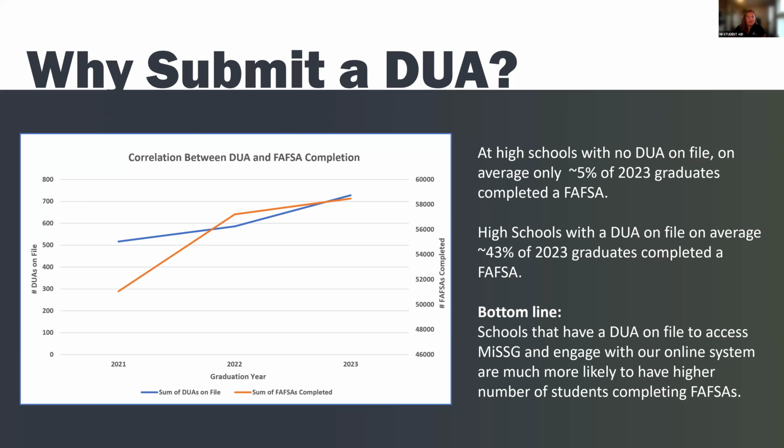So really what this is showing us is that schools that have a DUA on file are accessing our MiSSG system, and they're engaging more with the system. And so they're more likely, right, to use that data to help identify students at their school, where they're at in that FAFSA completion process. And then what we're seeing is more engagement with those students, thus resulting in more students completing that FAFSA.